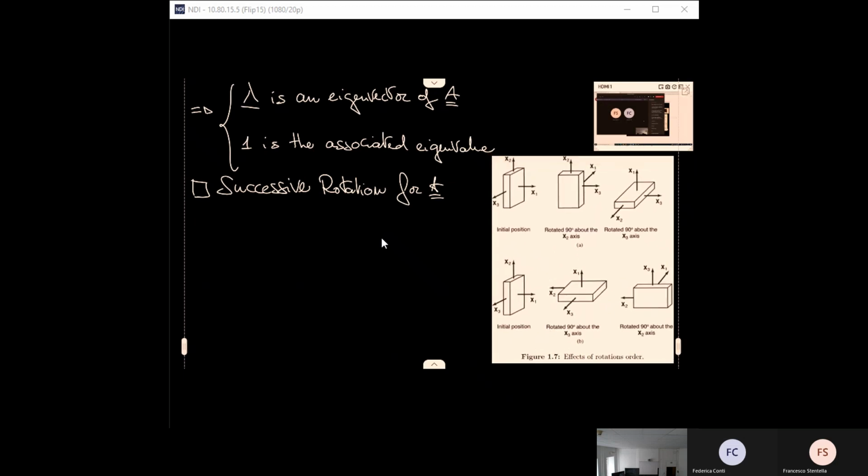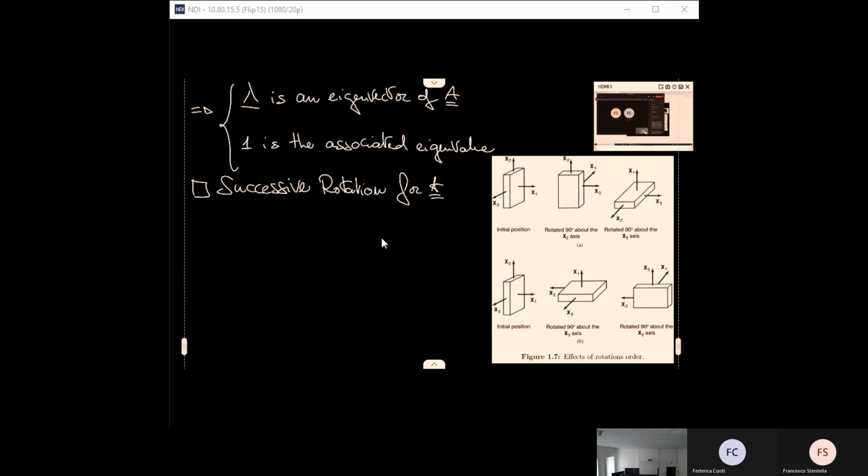You see? Now look at these two different rotation sequences. You start with the same initial configuration, so the body has the same initial position. First, in the upper row, you rotate the body by 90 degrees about the axis x2, and then 90 degrees about the axis x3. And this is the final configuration that you get.